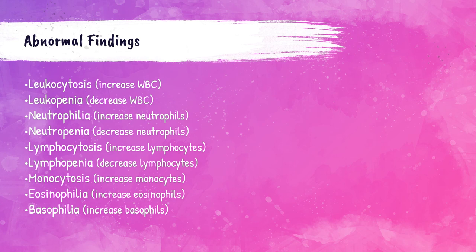For lymphocytes, an increase is called lymphocytosis, and a decrease is called lymphopenia. An increase of monocytes is called monocytosis. The reference range for monos is so low that there isn't a term used for a decrease of monocytes. The same goes for eosinophils and basophils. An increase of eosinophils and basophils is called eosinophilia and basophilia, respectively.